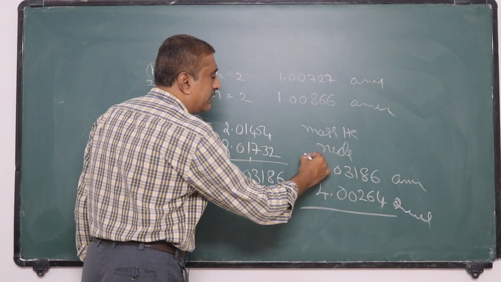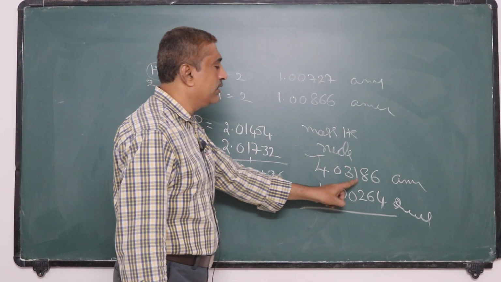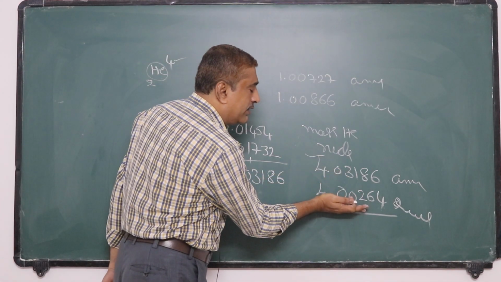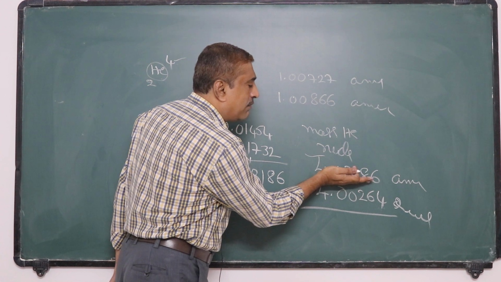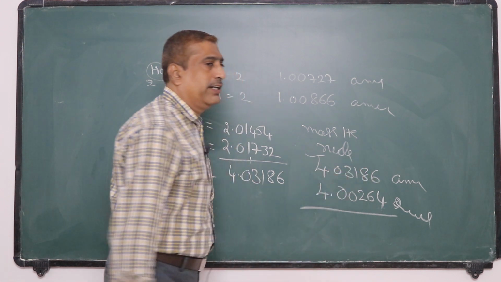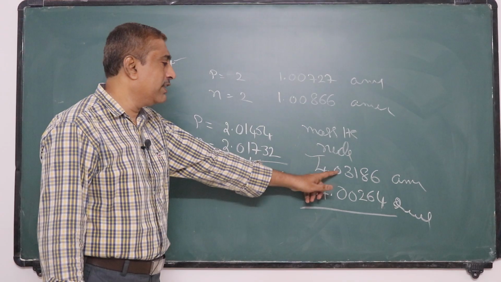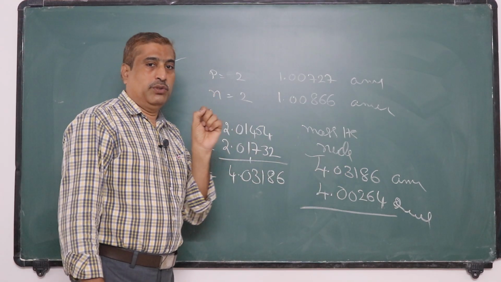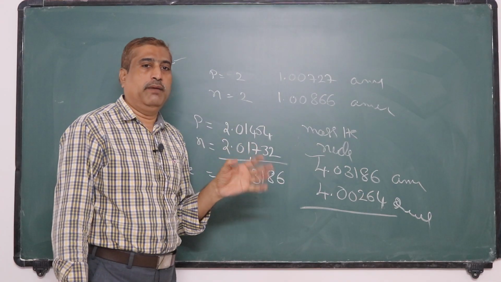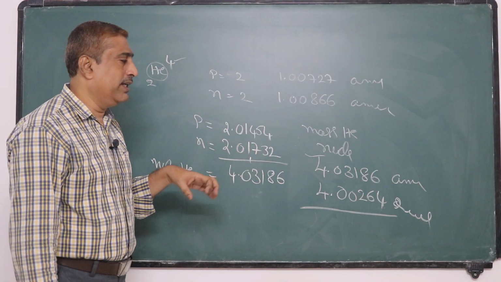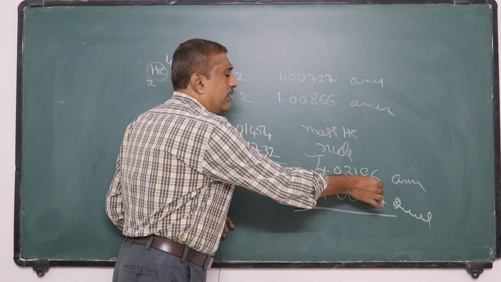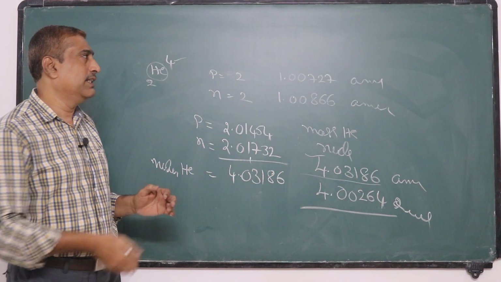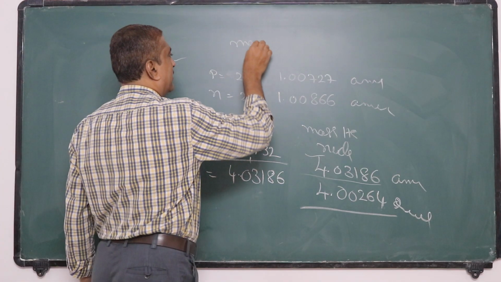The calculated one is 4.03186, but the real value of the nucleus is observed to be lower than the calculated one. So this is the calculated one, this is the observed one. The real mass of the nucleus is always found to be less than the sum of the masses of the individual nucleons, and this difference in mass is called mass defect.